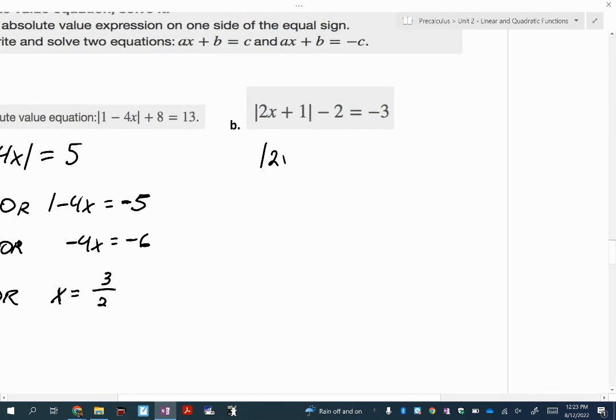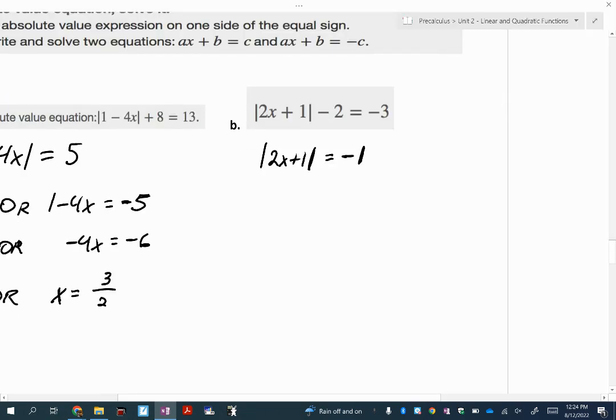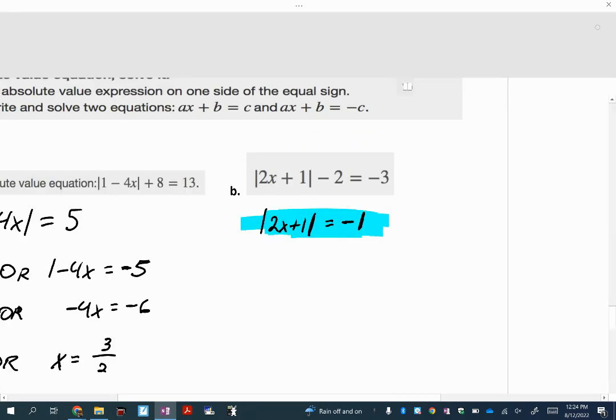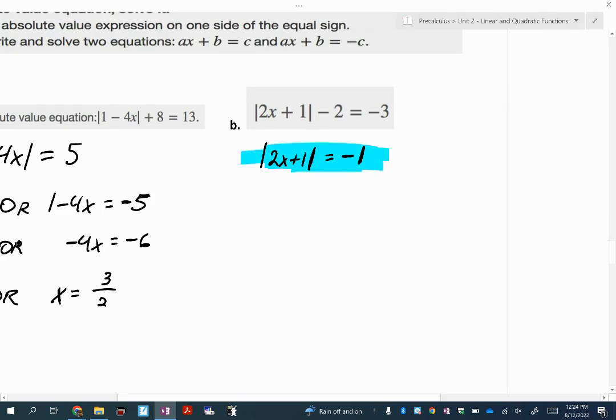Now let's do letter B. All right, let's isolate it. So the absolute value of 2x plus 1 equals negative 3 plus 2, which is going to be negative 1. Now, a lot of times, I know you did this in Algebra 2, you'll set everything up, you'll get all answers, you'll be like, great, and then you'll turn it in, and your teacher will be like, no, this is incorrect. And the reason is because at this moment, just take a moment to analyze this. You have the absolute value of 2x plus 1. So no matter what you plug in, you multiply by 2, you add 1, take the absolute value.